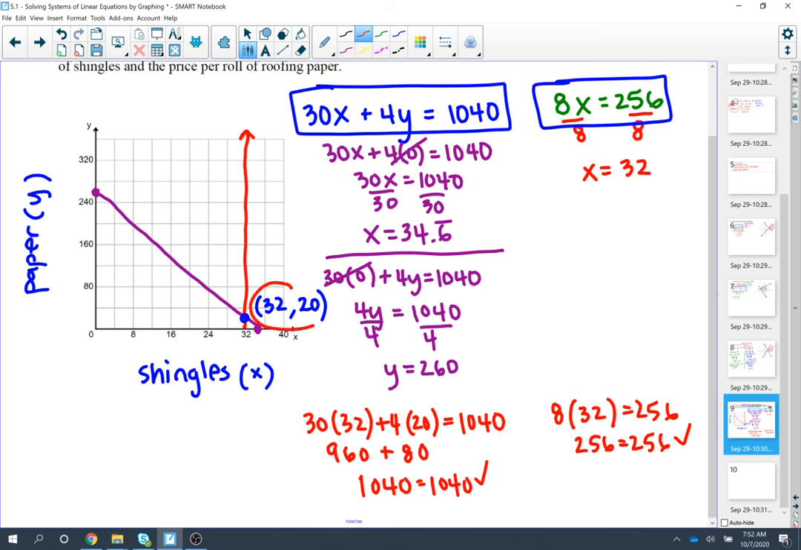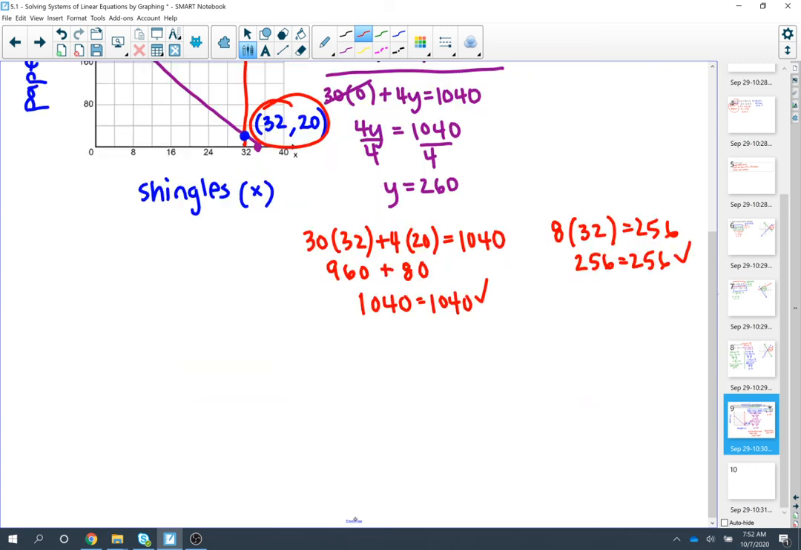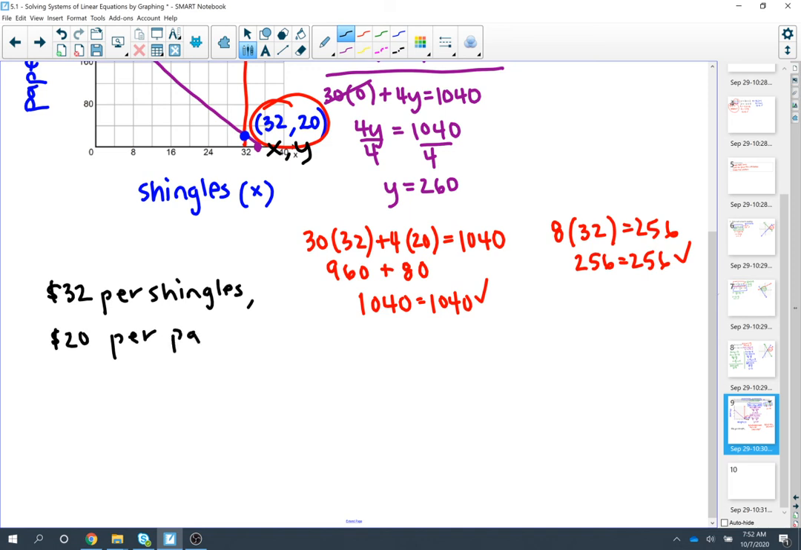This is our solution. Now, because this is a story problem, we have to interpret that. So 32 is your x, 20 is your y. 32 is x, which is shingles, so it's going to cost $32 per bundle of shingles. And it's going to cost $20 per roll of the paper. And those are our prices.